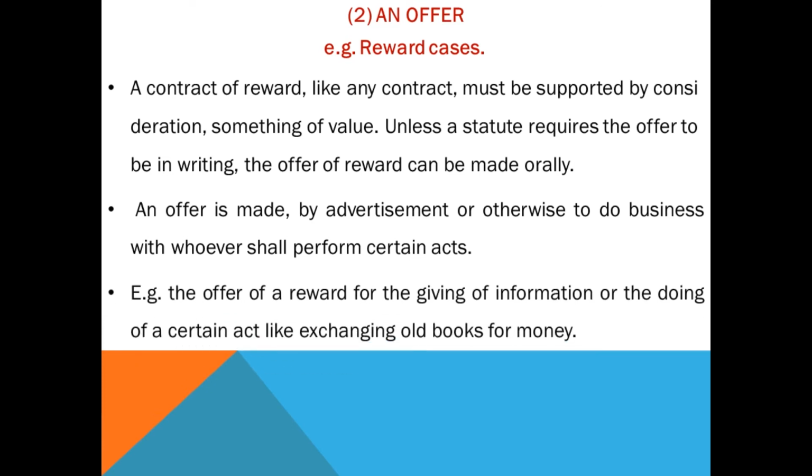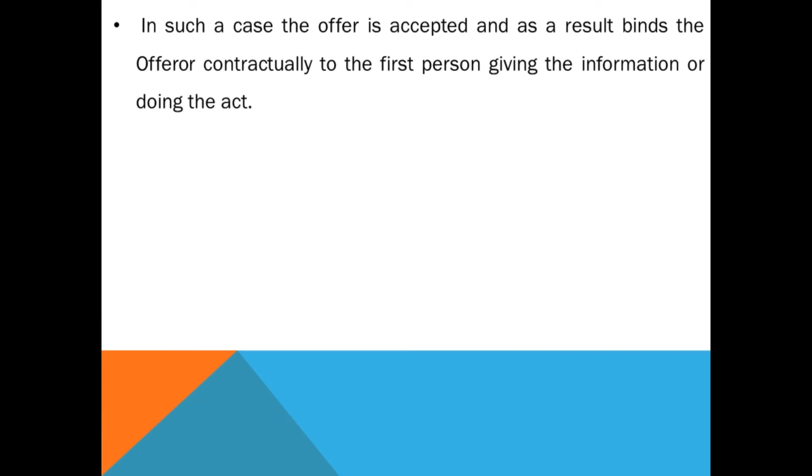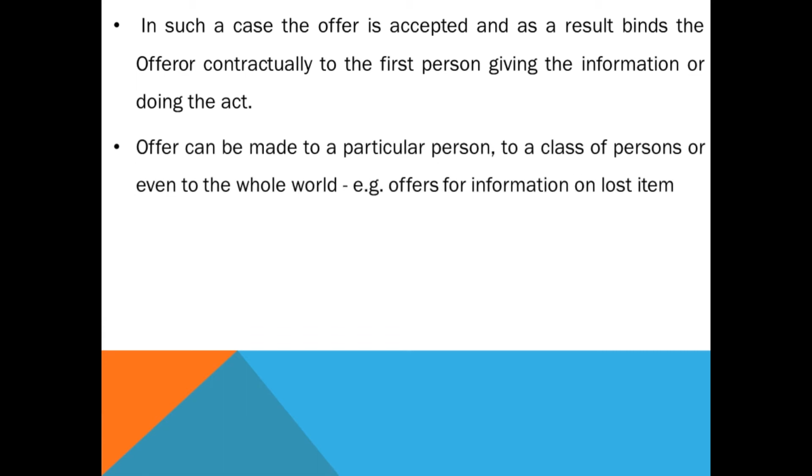For example, the offer of a reward for the giving of information or the doing of a certain act, like exchanging old books for money. In such a case, the offer is accepted and as a result binds the offerer contractually to the first person giving the information or doing the act required. Offer can be made to a particular person, to a class of persons, or even to the whole world. For example, offers for information on lost items or on criminals.